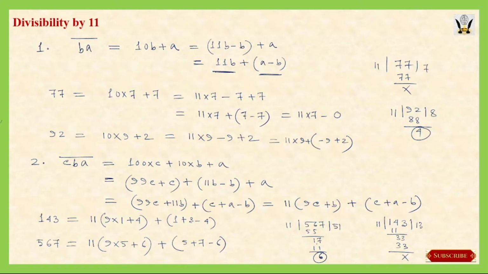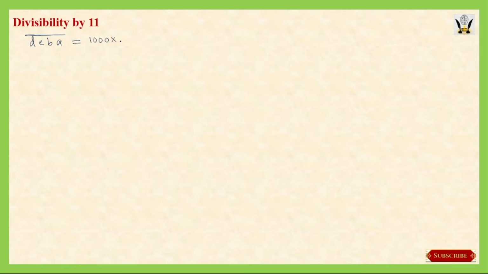Next we will check the divisibility by 11 for a 4-digit number. So let's take this 4-digit number, which can be expressed in expanded form like this. Now 1000d can be further written as 1001d minus d. So that gives 1000d only.